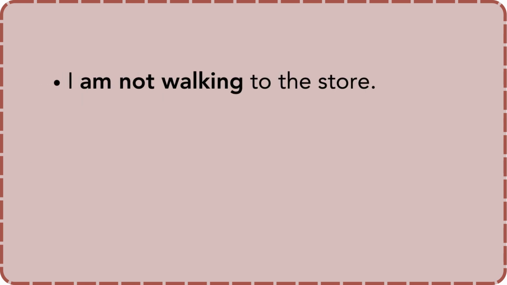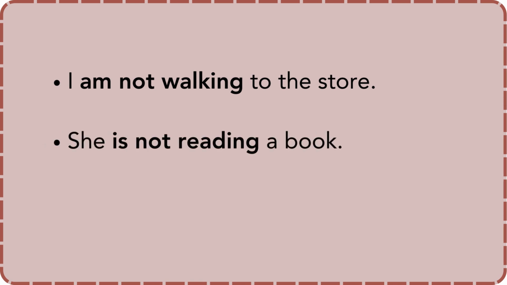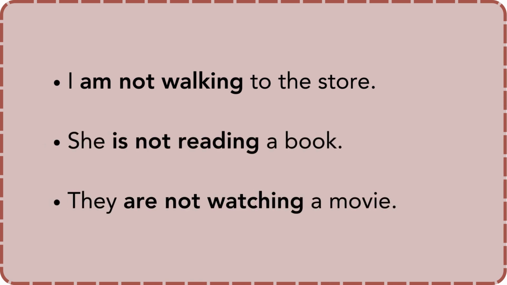For example, I am not walking to the store. She is not reading a book. They are not watching a movie. In these sentences, am not, is not, and are not indicate the negative form of the present tense of to be, and the base form of the main verb is followed by ing to indicate continuous action in the present.